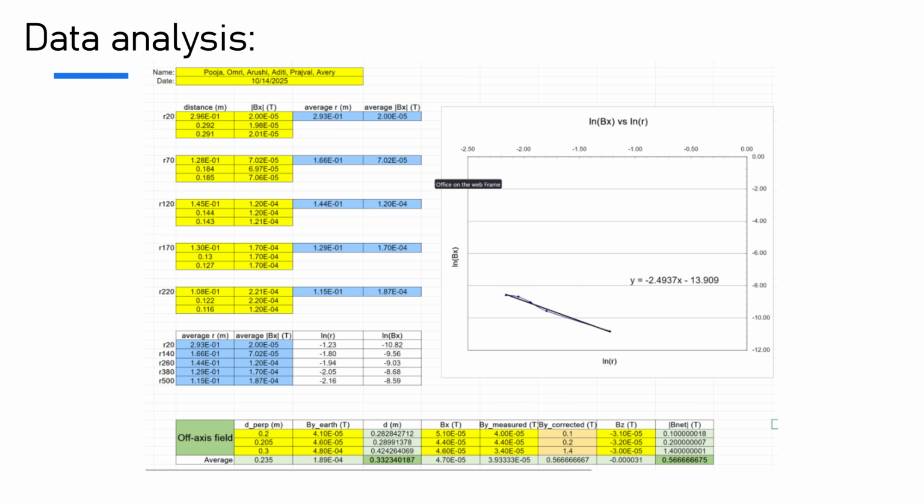So here's our data. If you look at the graph, you can see that there's a graph of the magnetic field versus distance. And as you can see, there's a negative trend in the data, which shows that the magnetic field is inverse to distance. So the closer you are, the stronger the magnetic field. The farther you are, the weaker the magnetic field. And here's all the data we used to get the numbers on these slides.